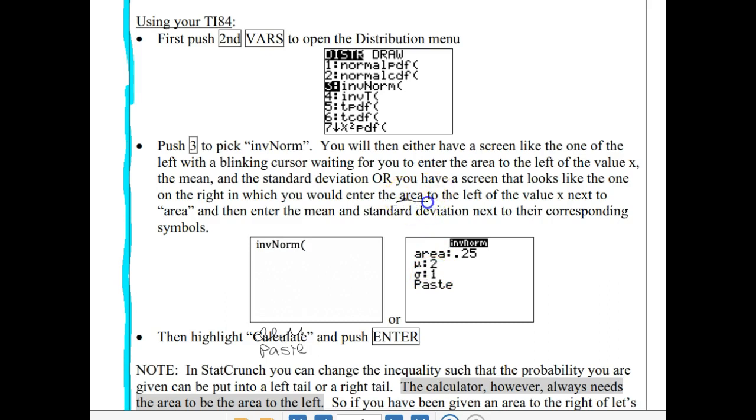Now, for this particular function on the calculator, that area always needs to be the area to the left of some value x. So in this case, what we have set up here to do, that's a terrible normal looking curve, but bear with me for a second. So this mean here would be 2, and we want to the left of some value, we want this area in here to be 0.25, and this value of x is what we want the calculator to find for us. So really what this inverse norm function is finding for us are percentiles. So this is 25% of the way into the distribution. So really what we're having it find is the 25th percentile.